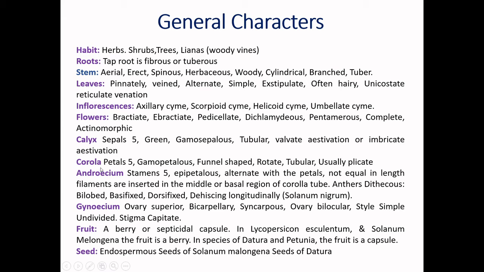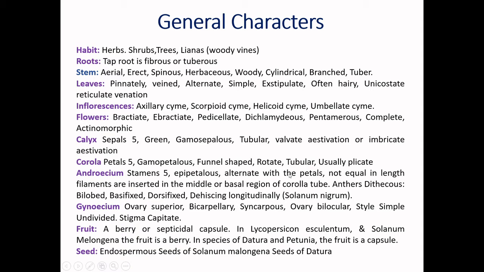Then corolla. Number of petals are also 5, similar to the sepals. Petals are also fused, gamopetalous. Shape of corolla is funnel shape or rotate or tubular or usually plicate. Now first sexual structure of family Solanaceae, androecium. Stamens 5. They are attached to the petals. That condition is called epipetalous.